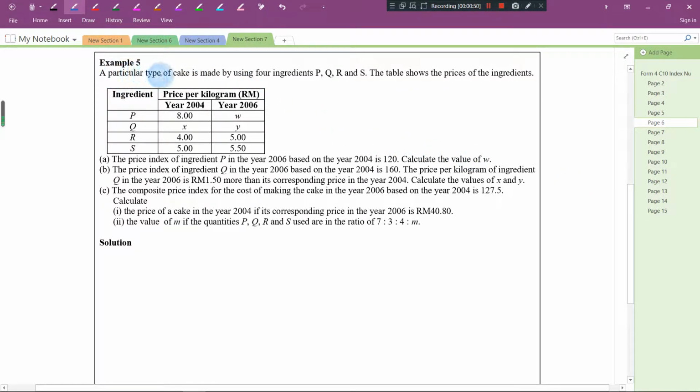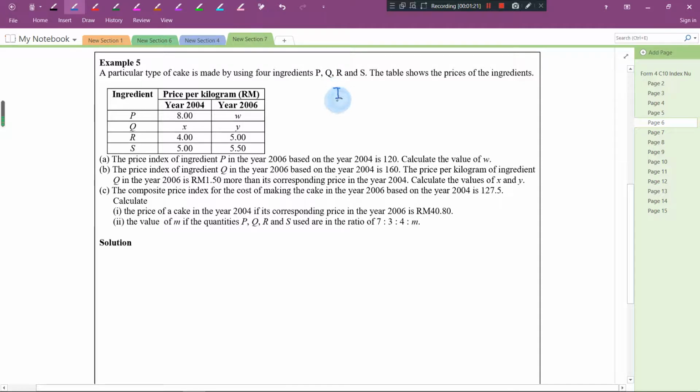A particular type of cake is made by using 4 ingredients P, Q, R, S. The table shows the prices of the ingredients. Okay, we have 4 ingredients here. These are all the prices of these ingredients in the years 2004 and 2006. Okay, let's look at part A. The price index of ingredient P in the year 2006 based on the year 2004 is 120.